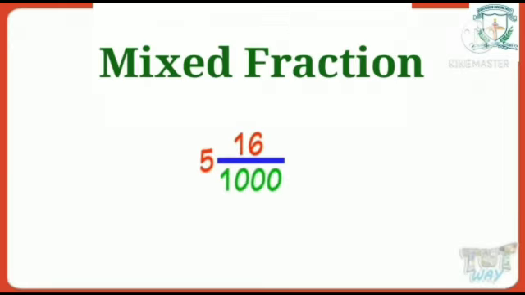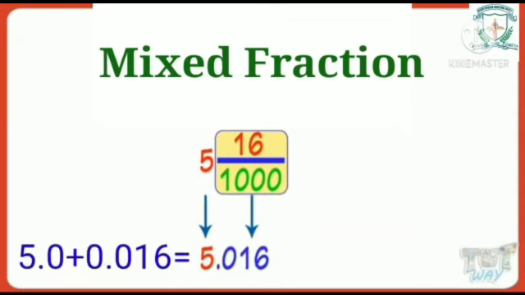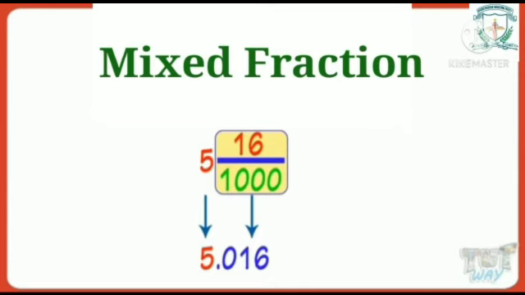Now we will consider 5 16 by 1000. 16 by 1000 in decimal form is 0.016. Now add 0.016 to 5.0, that is equal to 5.016. Thus, 5 16 by 1000 is equal to 5.016.